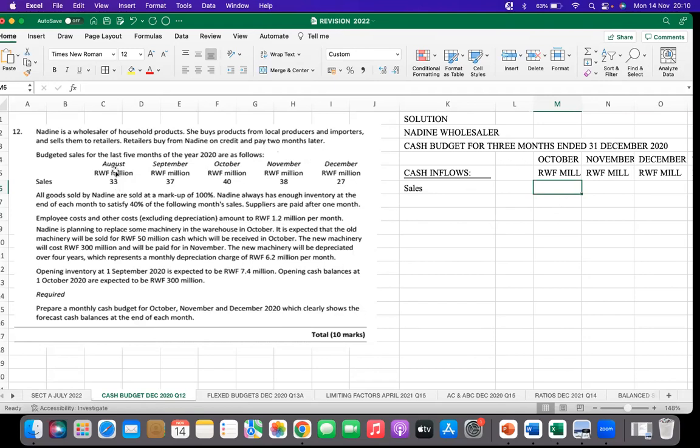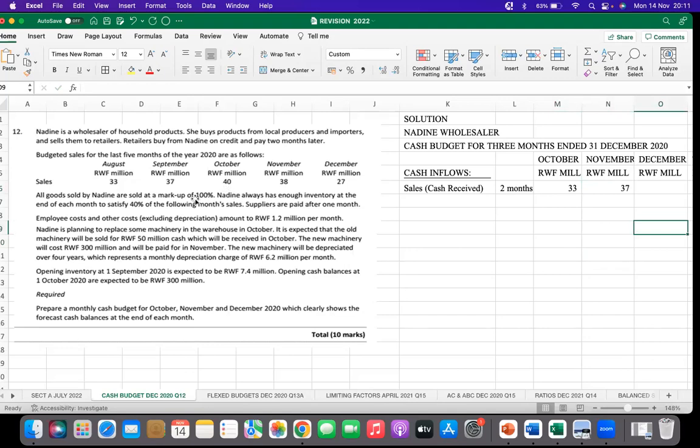And pay 2 months. So August sales will be paid in October. So here we are posting when cash is received, not when the sales was made. So August sales will be received in October. So that is 33. Thank you for that. So after 2 months. So that's the key point there. After 2 months, September sales is received: 37.